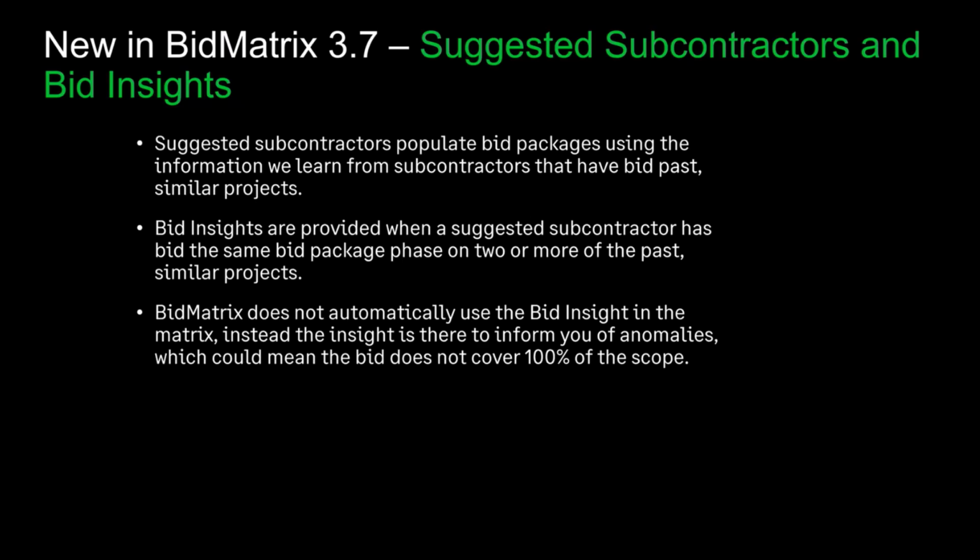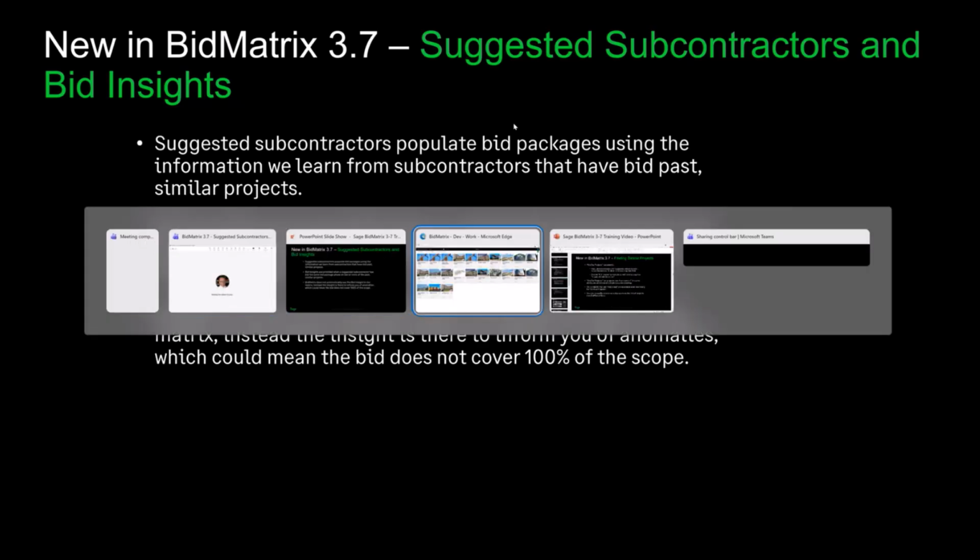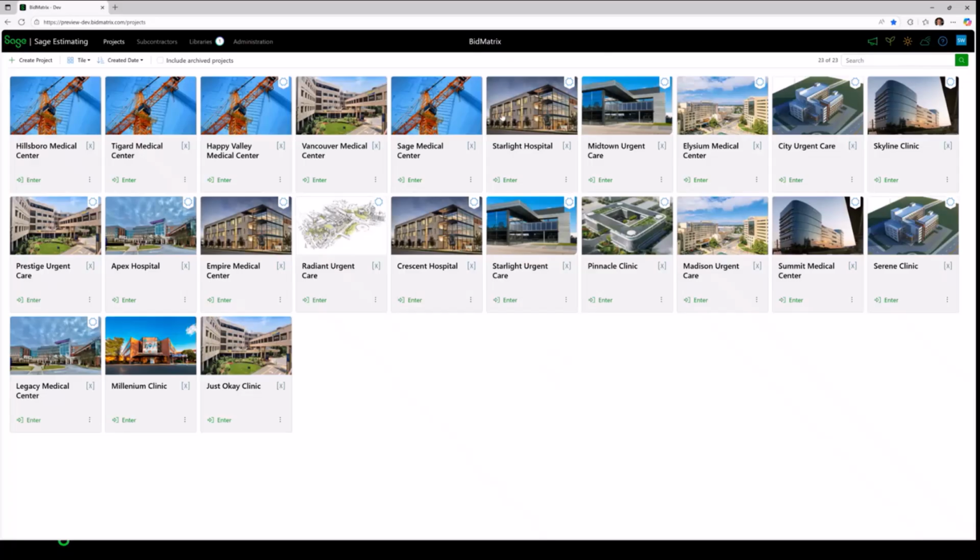You're in charge. Instead, the concept of the bid insight is to inform you of anomalies. As you know, it can be painful when it's discovered that those anomalies could mean that the bid you're carrying, the number you got from the sub and maybe the number you're carrying on the project, did not cover 100% of the scope. And it could be that the bid insight actually alerts you to that anomaly. Now, having said that, let's take a look at what we mean by suggested subcontractors and bid insights.